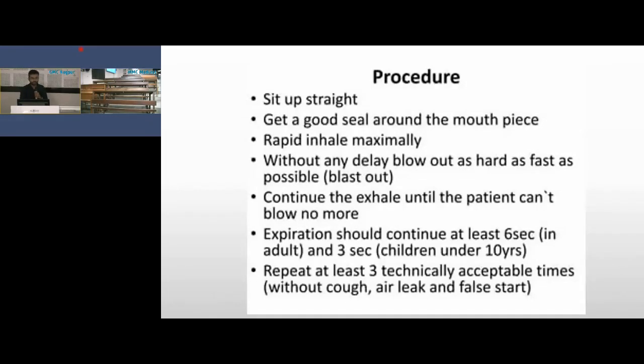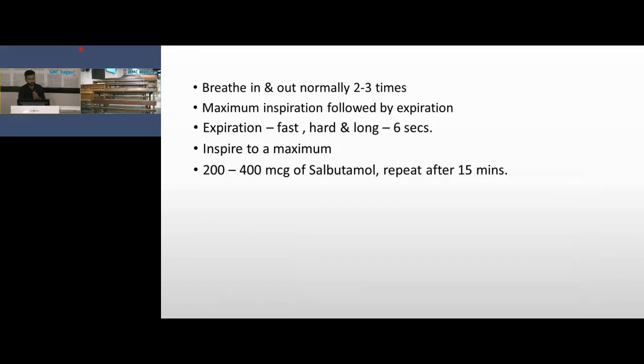After that, the patient has to breathe in maximally, that is, full inspiration. This is the pre-test. For post-bronchodilator assessment, the patient needs to be given 200 or 400 micrograms of salbutamol, followed by a repeat test after 15 minutes. Repeat the same procedure.